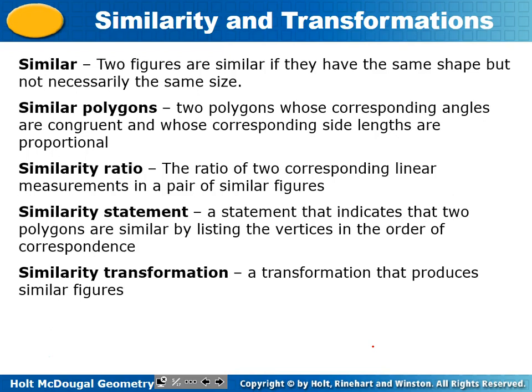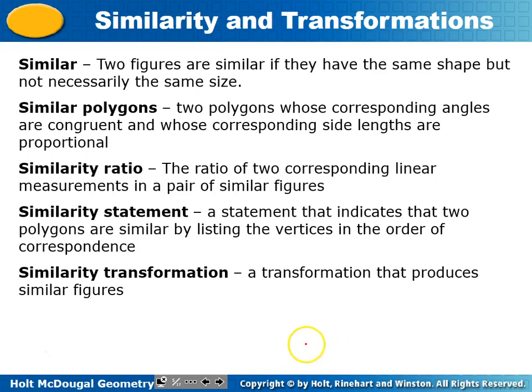When we write similarity statements, we do this by comparing the congruent angles. So we make sure that the angles that are congruent appear in the same place in the statement. So if I were to tell you that triangle ABC is similar to triangle DEF, that tells me that angle A and D are congruent, angle B and E are congruent, and angle C and F are congruent. Thus, they would appear in the same places in those similarity statements.